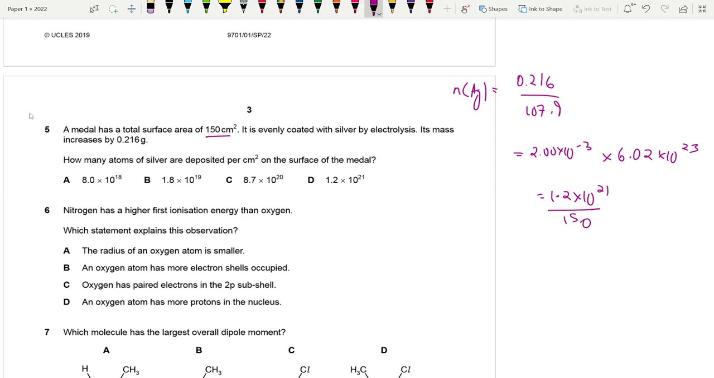What about each cm cube? Divide by 150 to get a value of 8.03 into 10 to the power 18. Okay, so we're gonna go with 5a.